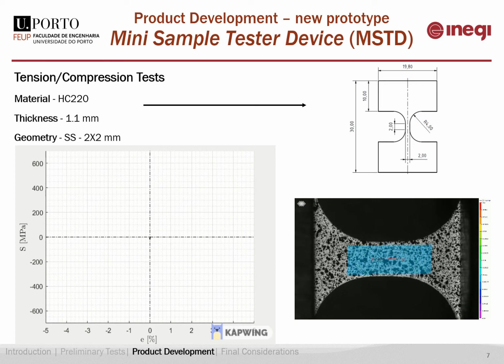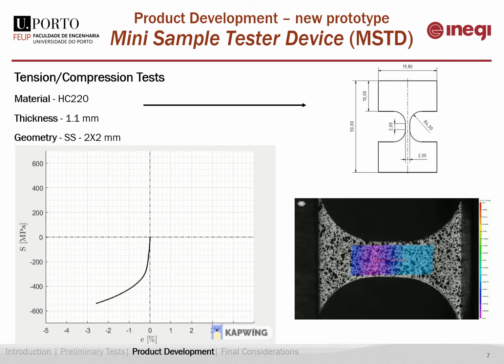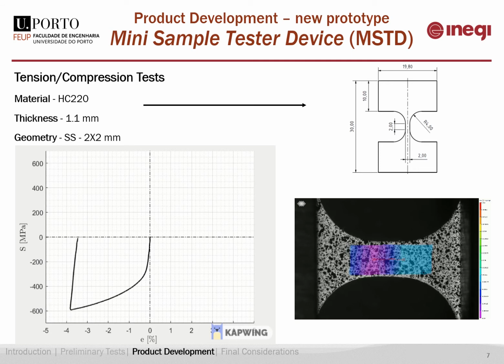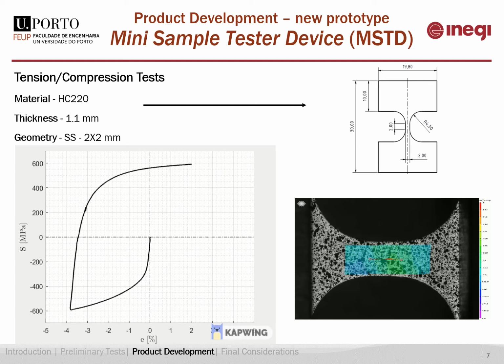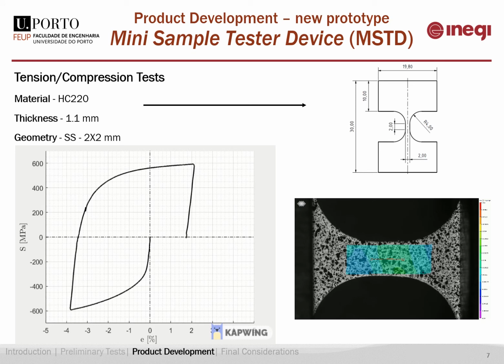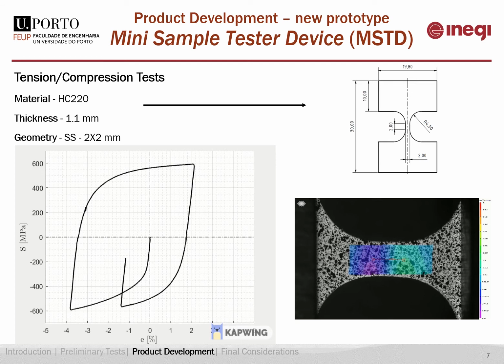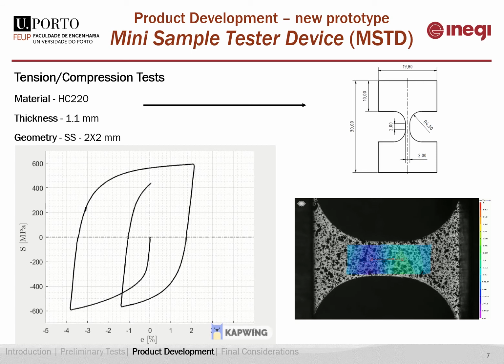The tests began with a compression solicitation until a maximum force of minus 1.3 kilonewtons. At this point, the direction was inverted and the specimens began to be solicited in tension. When the maximum force of 1.3 kilonewtons was reached, the direction was inverted again, and this sequence was repeated one more time.